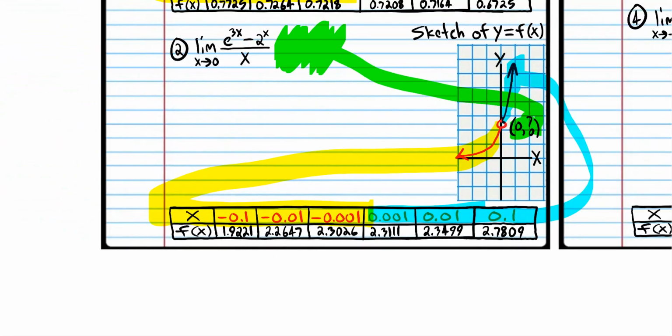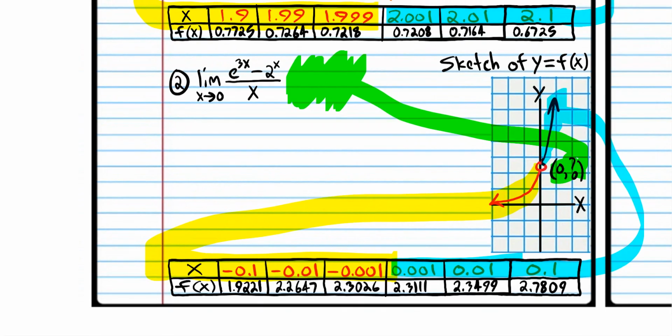Okay, so x is approaching 0. So what we're going to do to find a more accurate number is we're going to have to find the average of those two numbers that we found.